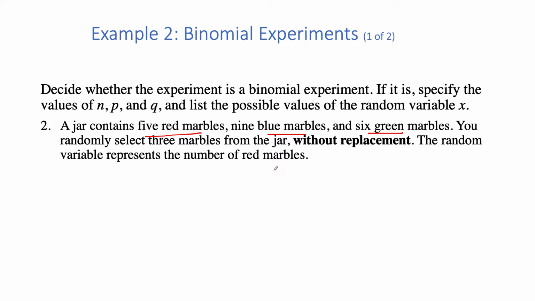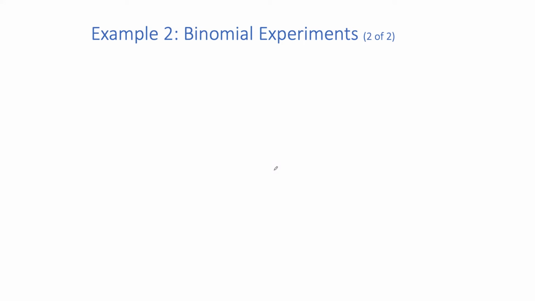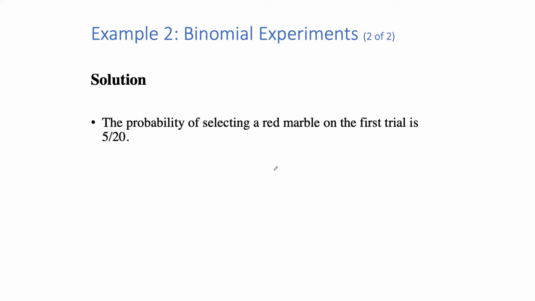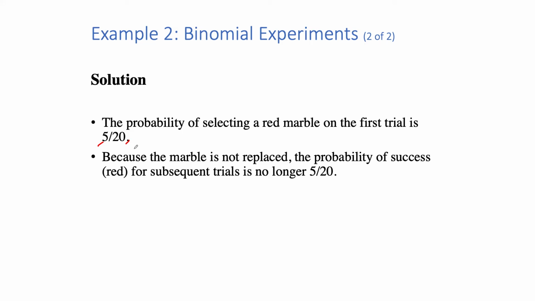All right. So let's think about the probability of getting a red marble on the first try. So I stick my hand into the jar. There's 20 marbles to choose from, and 5 of which are red. So the probability that I get a red marble on the first trial is 5 over 20. So I pick up the first marble, put it away.